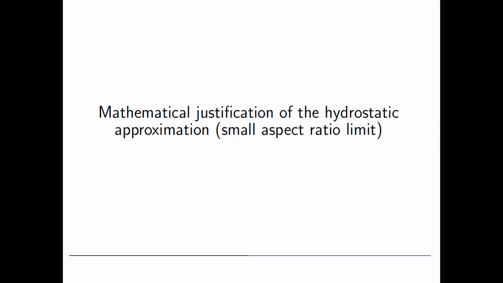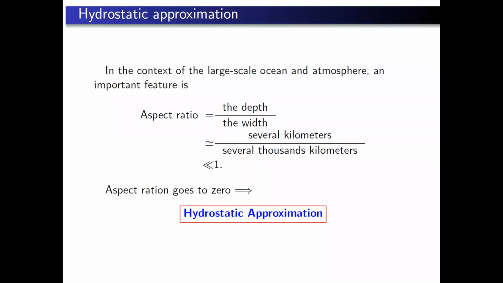Now, I will talk about the heart of our talk, namely the mathematical justification of the hydrostatic approximation. As I said, we're talking about the depth versus the width. This is the aspect ratio. So we talk about several kilometers versus several thousand kilometers, and therefore we would like to consider this as if it is an epsilon small enough. For mathematicians, epsilon is a number, and we'd like to think about it as small enough, and see what happens if this epsilon goes to zero.